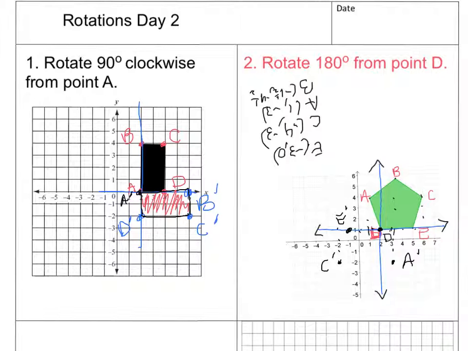And then the last point is B, which is the funny one. It's 1.5. And then down 1, 2, 3, 4.5. It's about right there. And there you have it. There is the new pentagon that's been rotated 180 degrees off of point D.